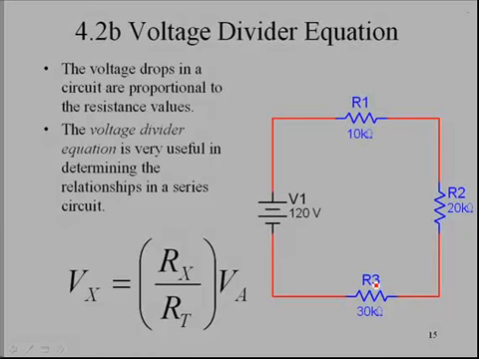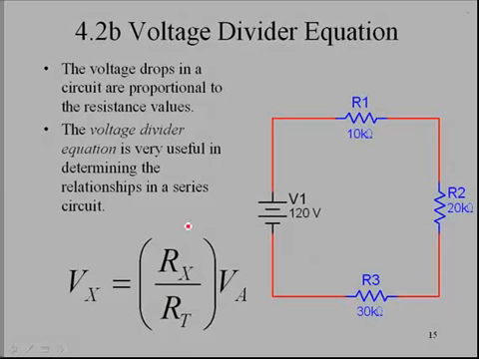The voltage divider equation is very useful in determining the relationships in a series circuit. And so here we have an equation where we're solving for V, we're calling this X. In this case, we're going to be solving for R1, so we'll be solving for the voltage drop across R1. And this is the formula: Rx, in this case R1, divided by the total resistance, times the applied voltage.